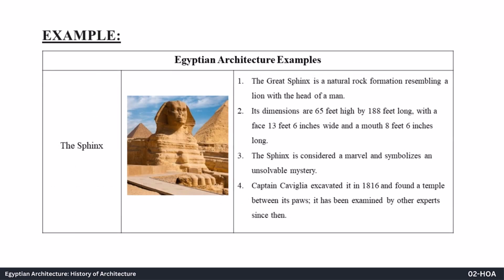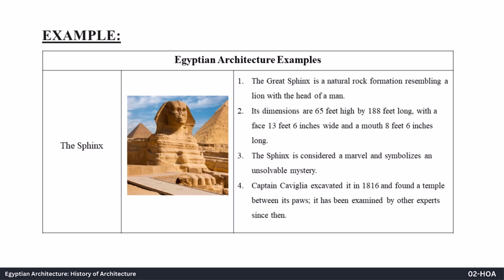Egyptian architecture examples. Sphinx. The Great Sphinx is a natural rock formation resembling a lion with the head of a man. Its dimensions are 65 feet high by 188 feet long, with a face 13 feet 6 inches wide and a mouth 8 feet 6 inches long. The Sphinx is considered a marvel and symbolizes an unsolvable mystery.